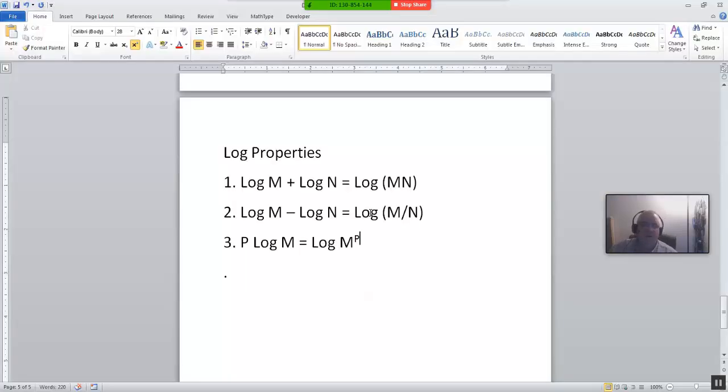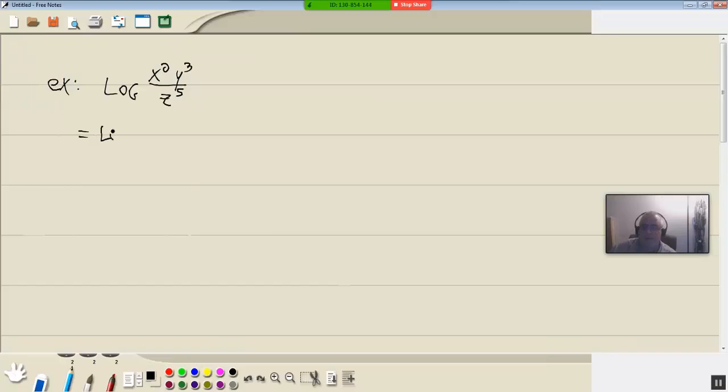Well, division from property 2, we can rewrite as subtraction. So this becomes log of x squared y to the third minus log of z to the fifth.